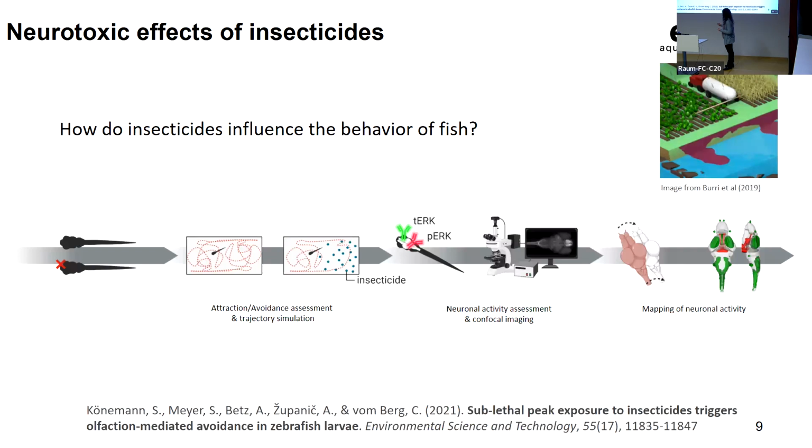To do that, we stained a protein called ERK, and ERK is a protein that gets phosphorylated when the neuron was active. So by looking at the pERK/tERK ratio, the phosphorylated versus total ERK ratio, this ratio is actually a readout for neuronal activity. And so we stained for these proteins and mapped the signal onto a larval zebrafish brain atlas.